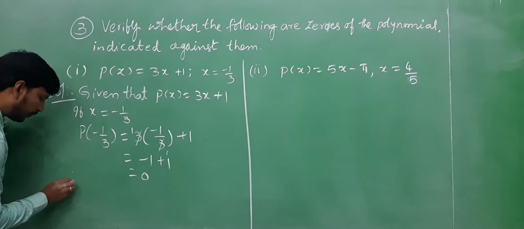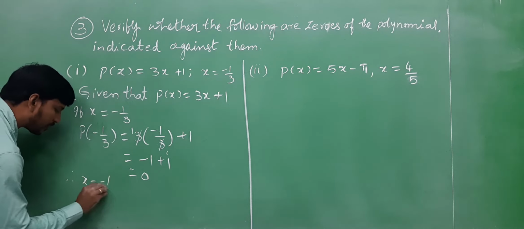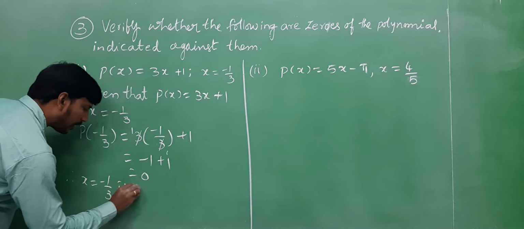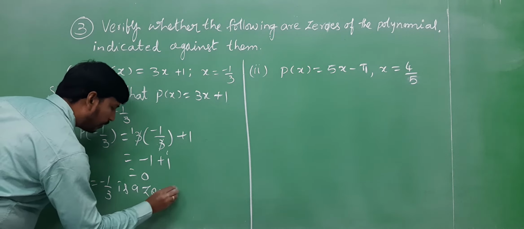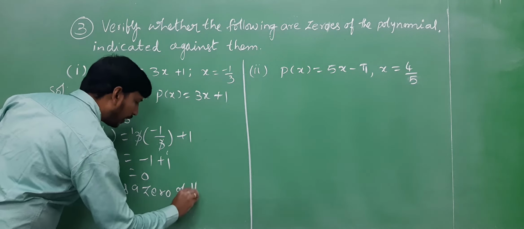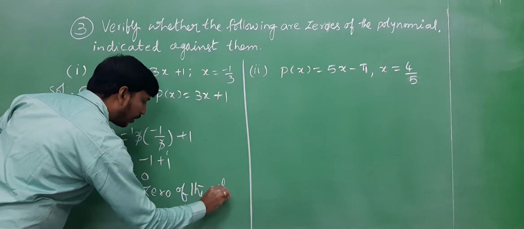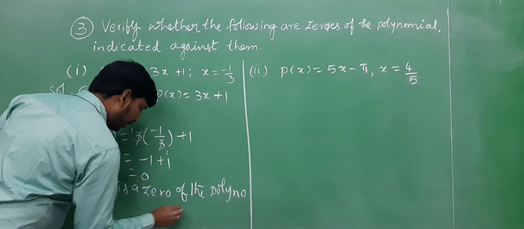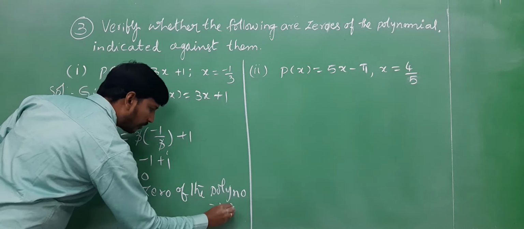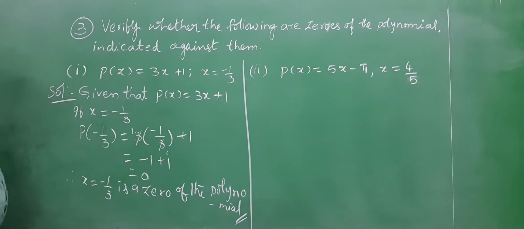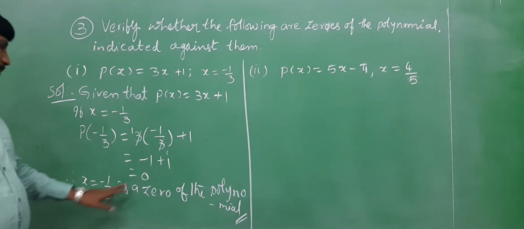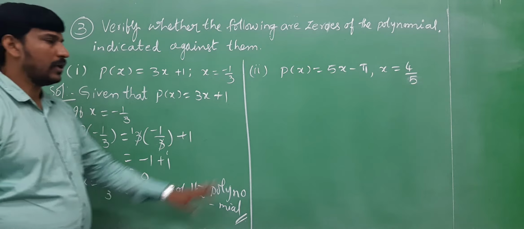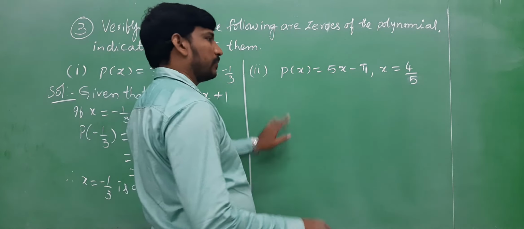Therefore here x is equal to minus 1 by 3 is a 0 of the polynomial. Okay, right? Is this clear, children? Yes, minus 1 by 3 is the 0 of the polynomial. Now coming to the second one.